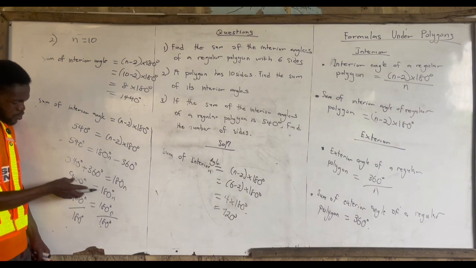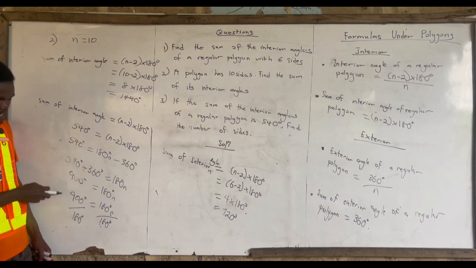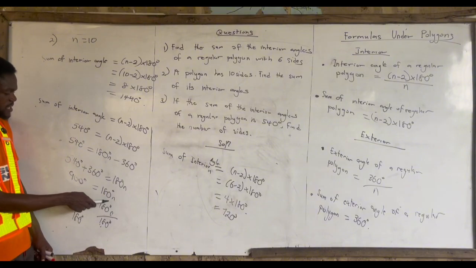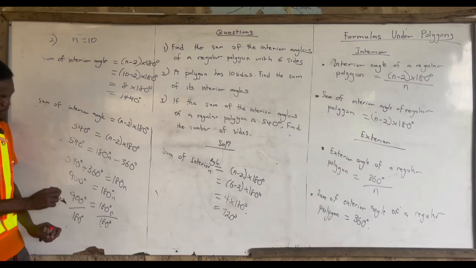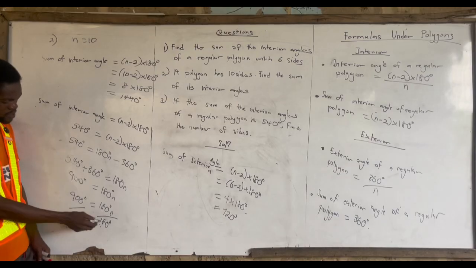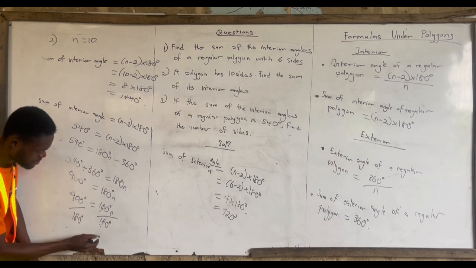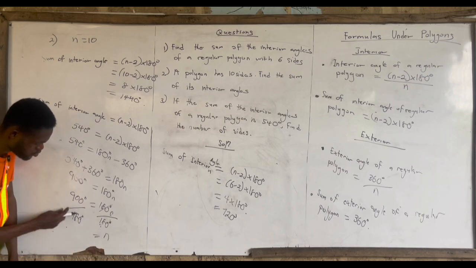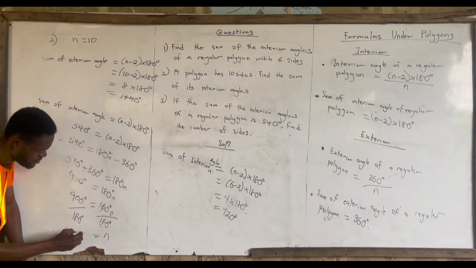And since this is equal to that, if you are dividing by this, it will automatically affect this because they are equal. If you multiply by this, you have to multiply by this. If you divide by this, you have to divide by this. That is the law or the rules of mathematics. So this one will cancel this. We are going to have n is equal to 900 divided by 180, which is 5.